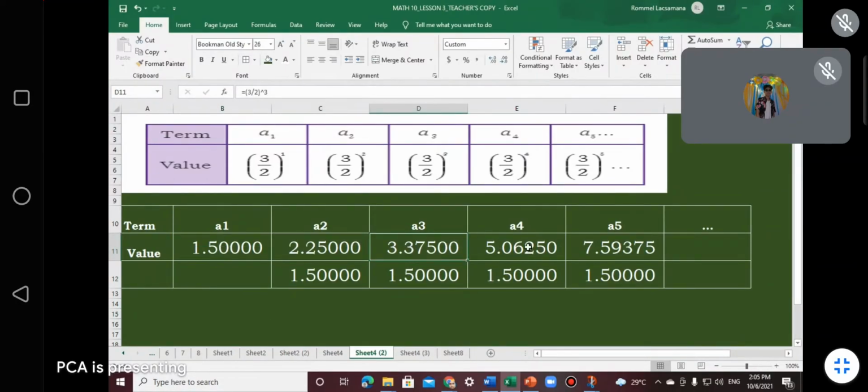As the terms progress, it is increasing. That is the difference. It's only a ratio between negative 1 and 1 that will give you a next term that is decreasing. Those terms, until infinity, will approach 0. It is near 0.